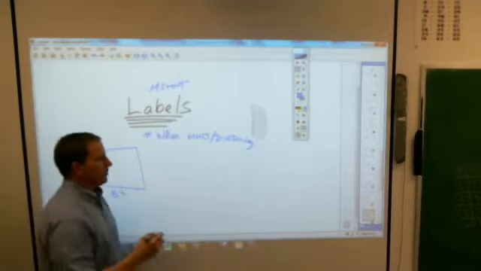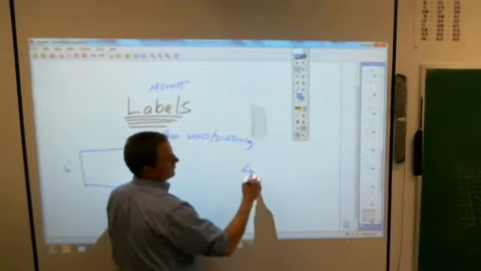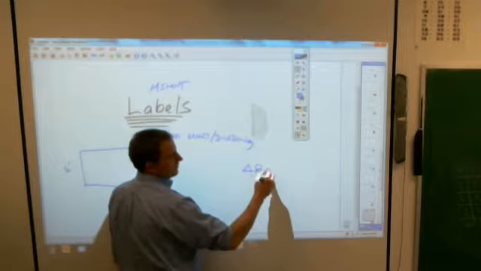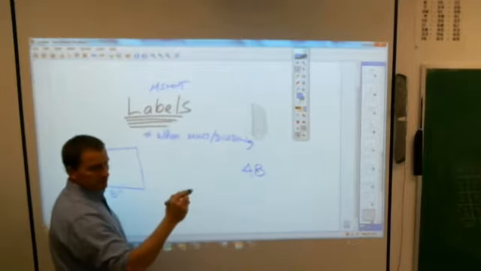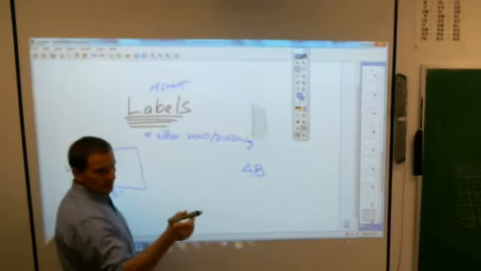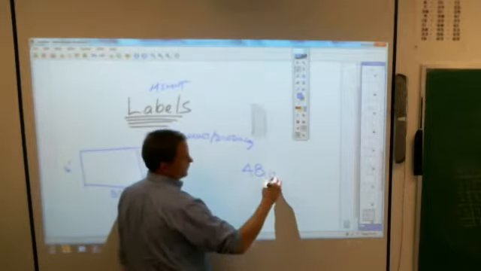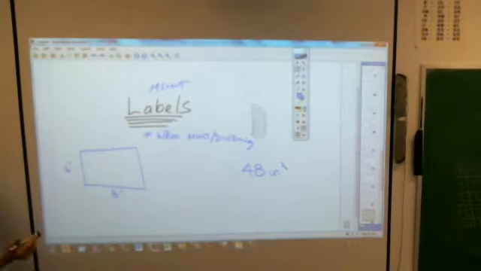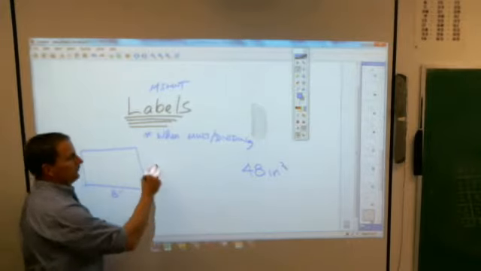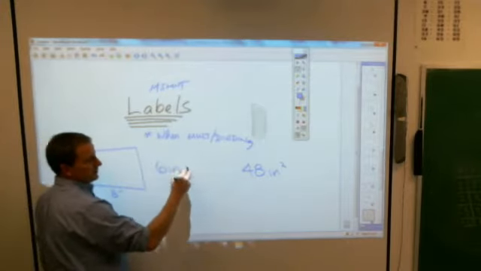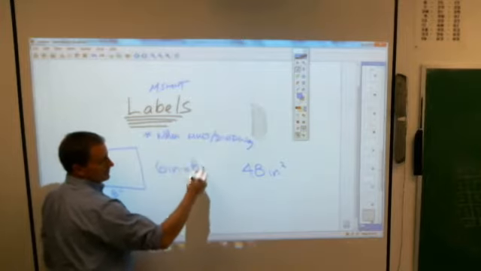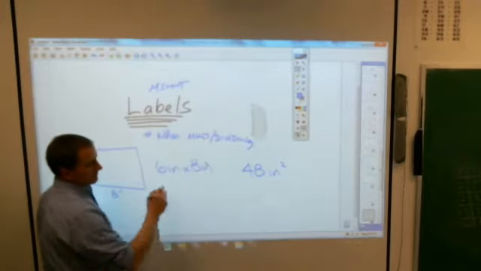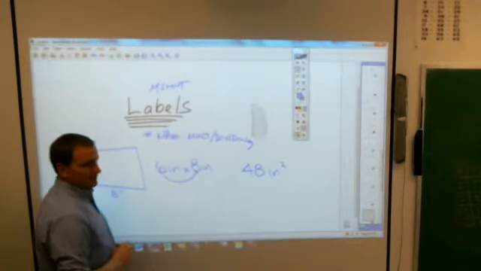Great. Yeah, give me the label. It is not 48 inches, it is 48, Chase? 48 inches squared. To which you say, well, where does that inches squared come from? Let me tell you. If you multiply 6 inches by 8 inches, the 48 comes from the 6 times the 8, correct?